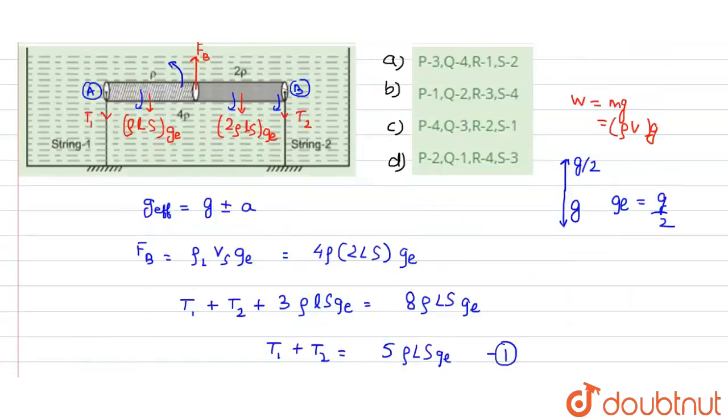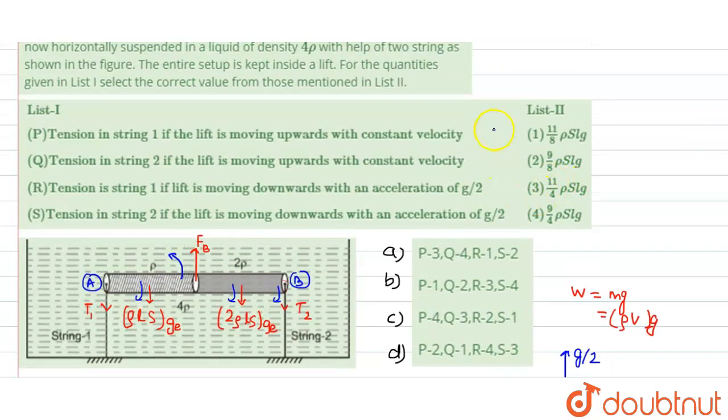Now if you match the options, P would match with 3, Q would match with 4, R would match with 1, and S would match with 2. So the correct option would be 3412, which means A is the correct option. Hope you understood this solution.